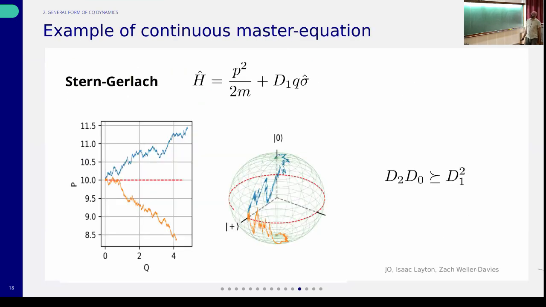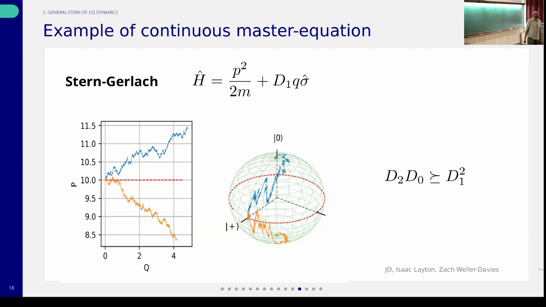And so I will just quickly give a simple example of a Stern-Gerlach. You have the Hamiltonian of a free particle, p squared over 2m, so it lives in phase space. And then I have a magnetic field with a spin sigma. So I'm going to measure the spin with a magnetic field, and the particle will go up or down, depending on whether the spin is up or down. I can start it in the plus state.